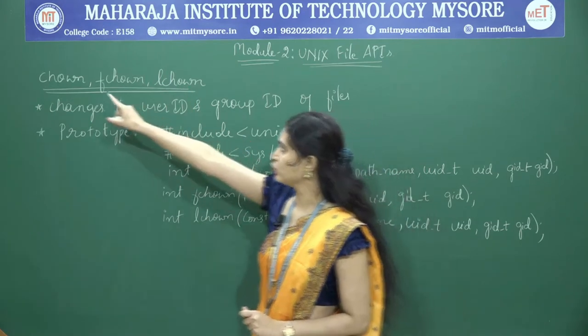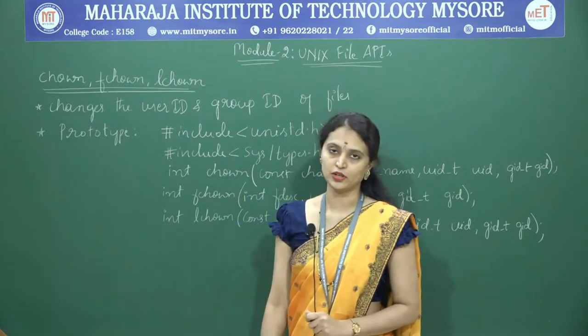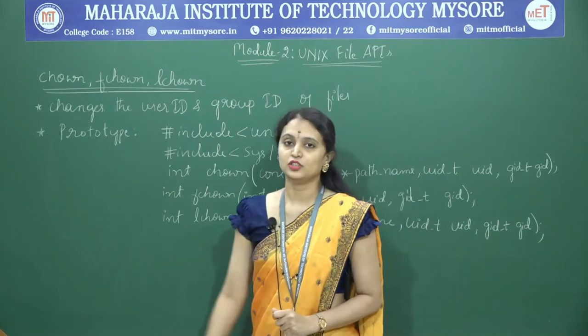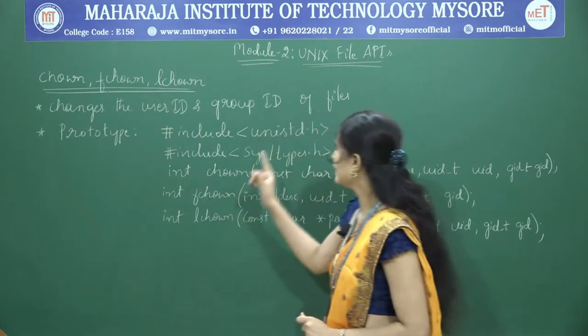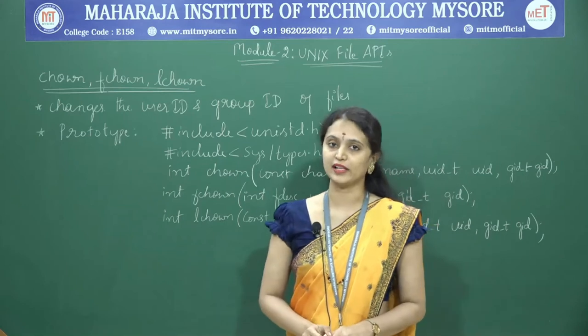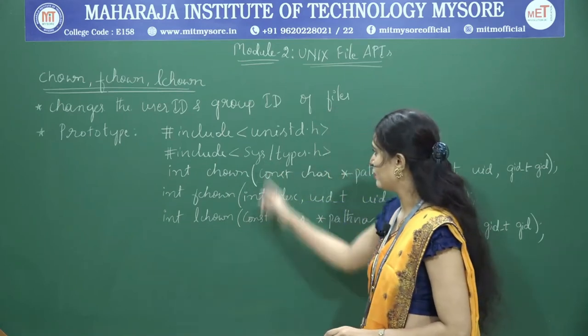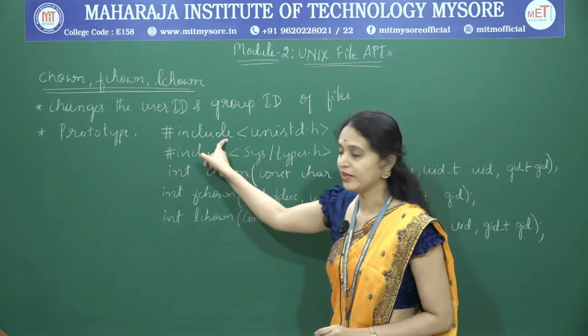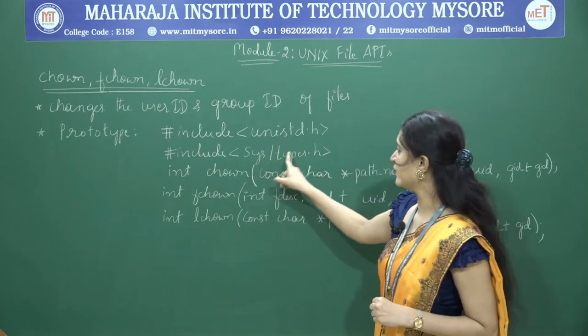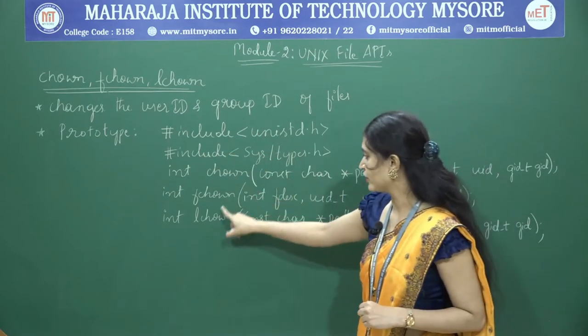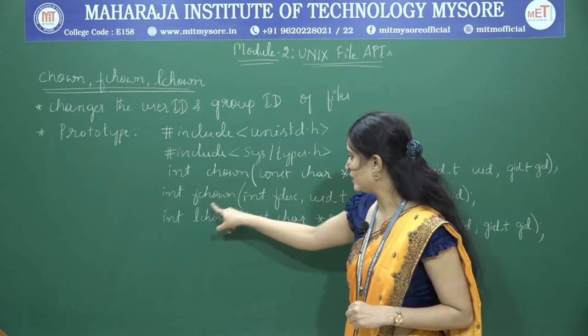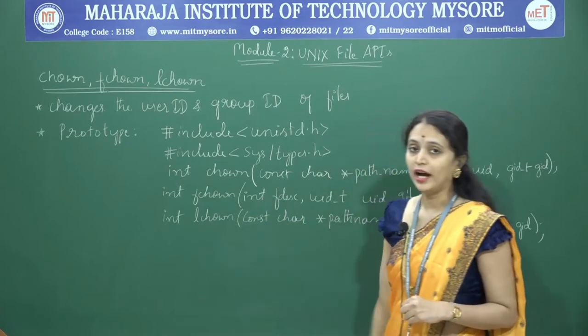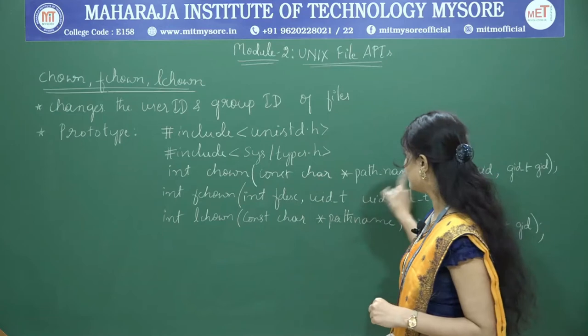So these change the ownership of files. These APIs will change the user ID and group ID of files. So this is the prototype. Here we have the two include statements, unistd.h and sys/types.h. We have three functions here, chown, fchown and then lchown, and we have three arguments.